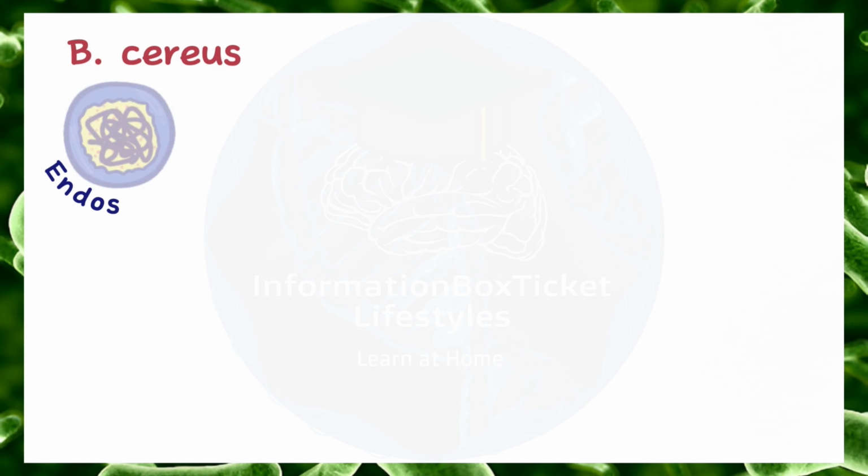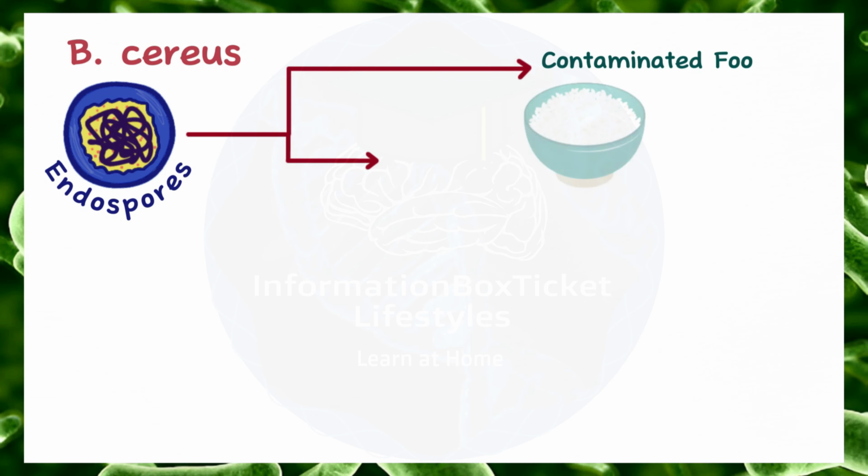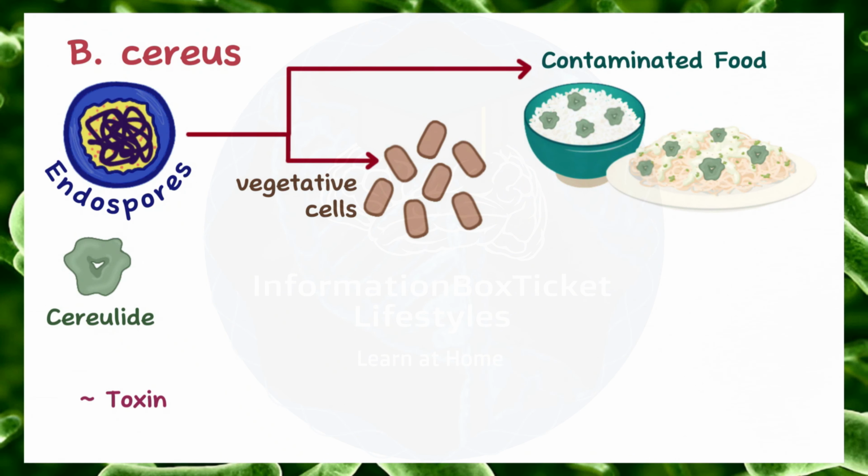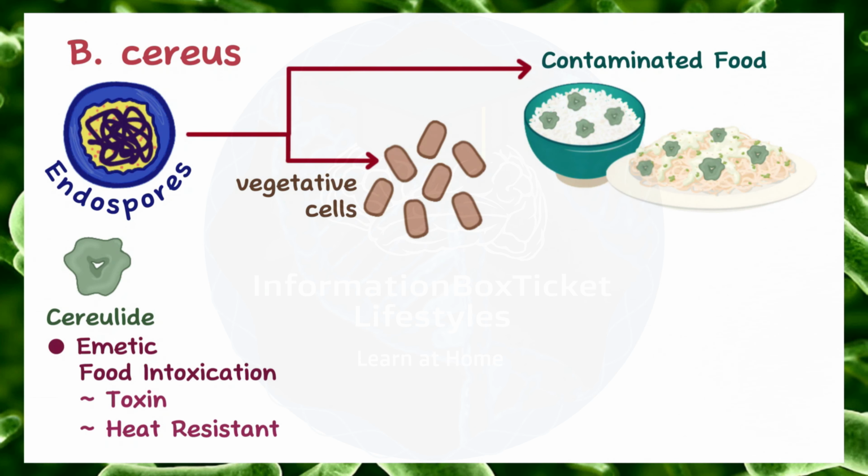These endospores can also contaminate food like rice or pasta, and some of them germinate into vegetative bacterial cells that begin producing a toxin called cereulide within the food. Cereulide is a toxin known to cause vomiting when ingested, leading to an emetic type of food intoxication. Cereulide is heat-resistant, so even when food is cooked or reheated, the toxin remains.